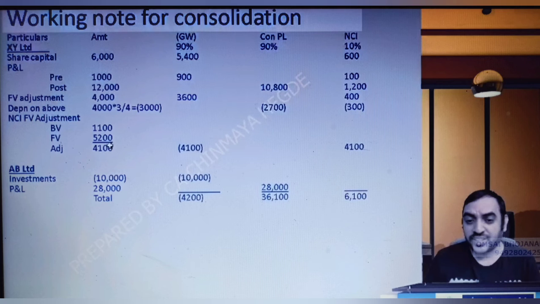The balance sheet. Hope everything is fine so far. So now we have to look for some more adjustments. Okay, let's go further.